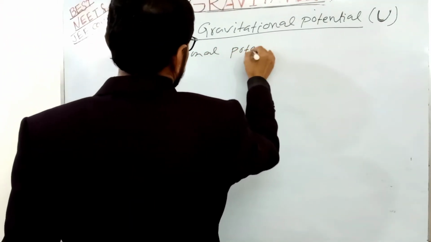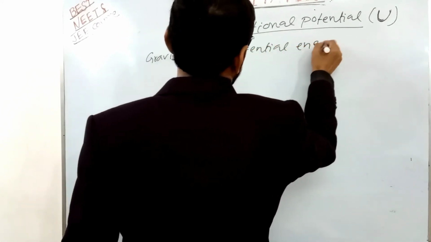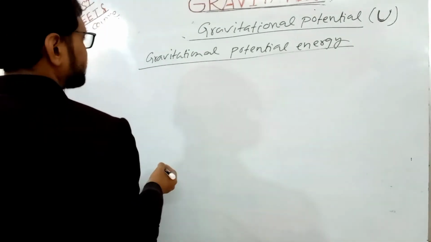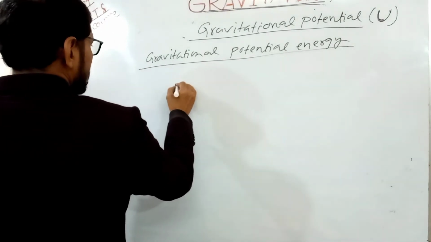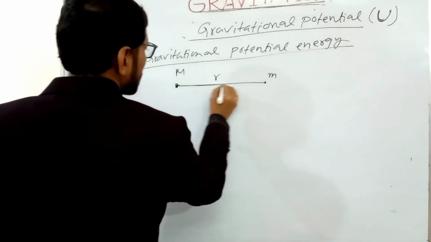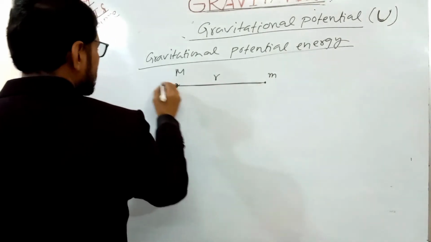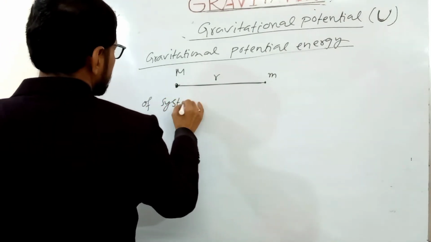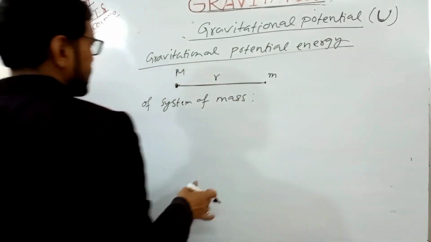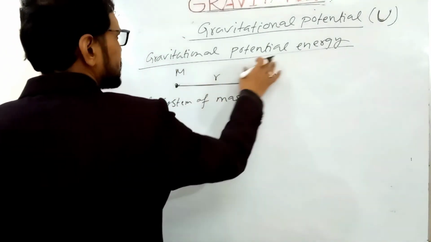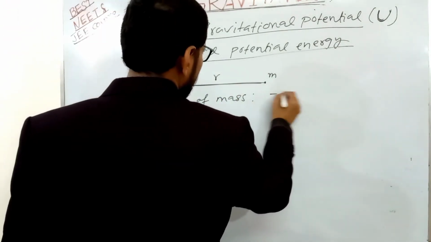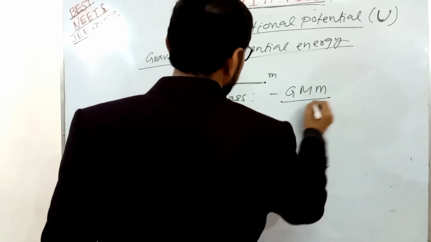Potential energy, gravitational potential energy. Suppose this is a mass m and at a distance r a small mass is present. So the gravitational potential energy of the system, that is a two mass system, is given by the formula minus G m by r.